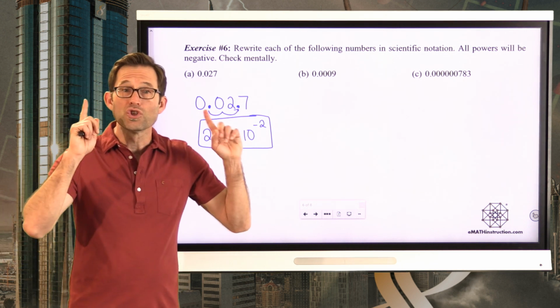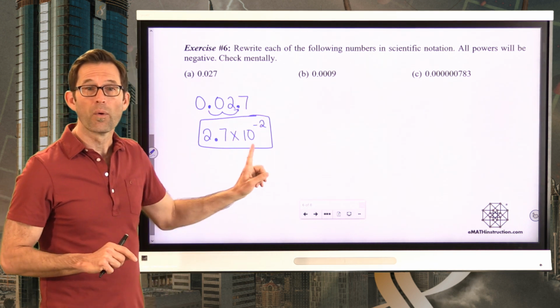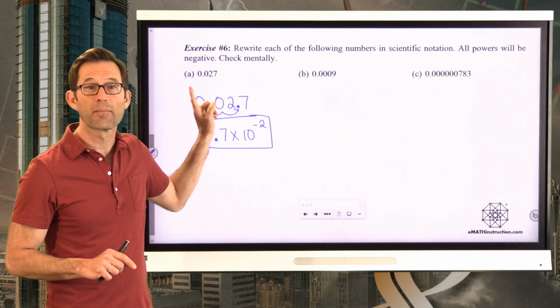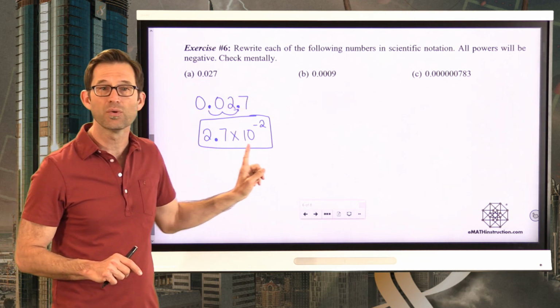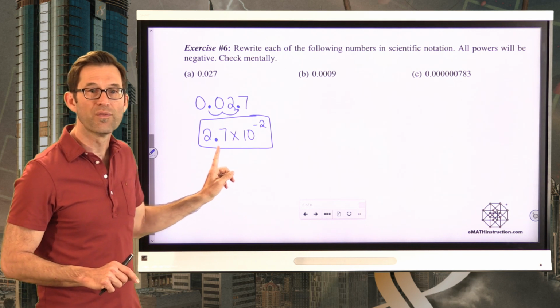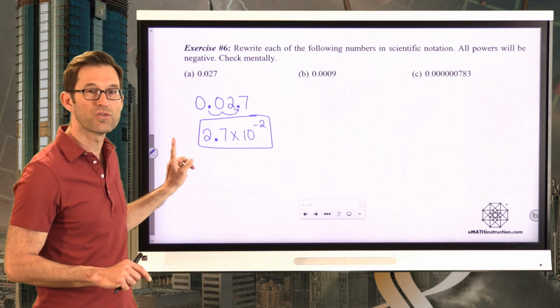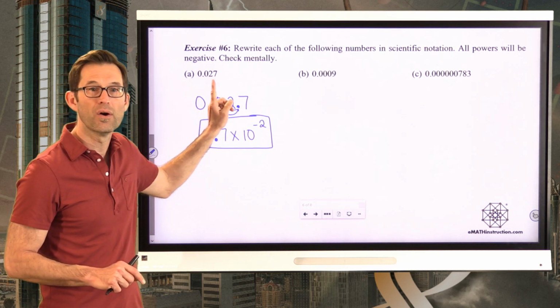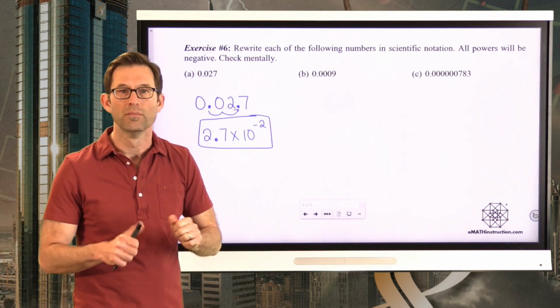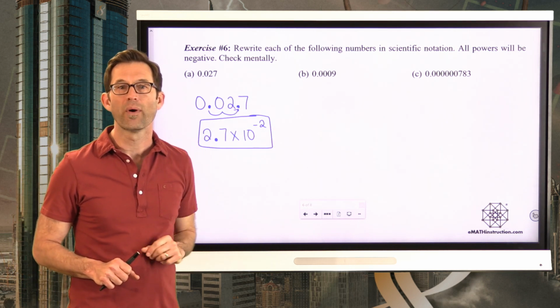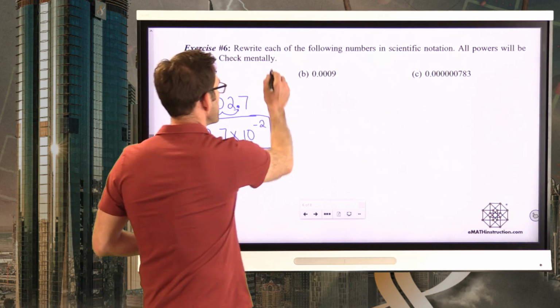Now again, checking it mentally, I want to make sure that this number and this number are the same thing. If I was asked to evaluate this product, I would move that decimal place 1 to the left, 2 to the left, and I'd have 0.027. Boom, it would work. Let's do 0.0009 together.